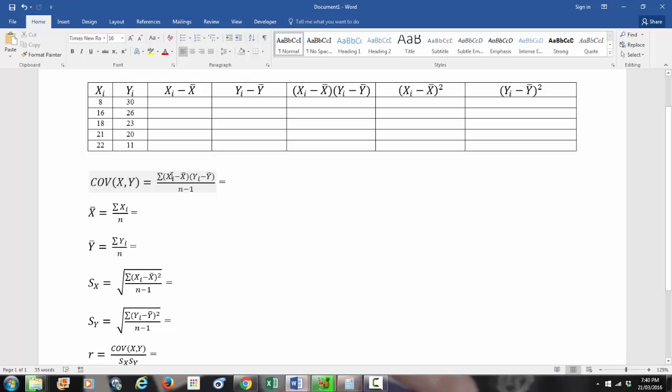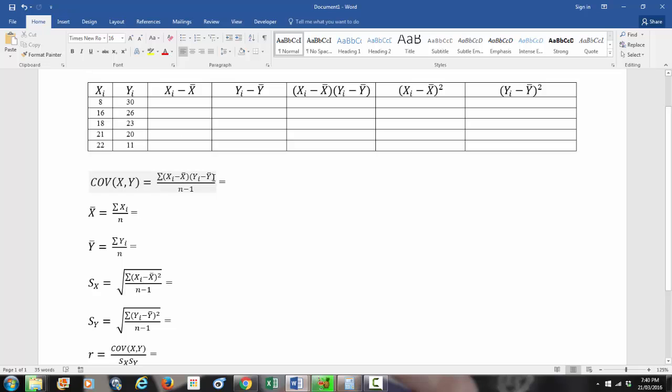xi refers to the data element xi. That refers to the ith element in x. So what I mean by that is this is the variable x, which is these data points. xi refers to the individual data points. So for instance, x1 would be 8, x2 would be 16, x3 would be 18, and so on and so on. So where we see xi, that just refers to the ith element of x. Similarly for yi, that refers to the ith element of y. So y1 would be 30, y2 would be 26, y3 would be 23, and so on and so on.